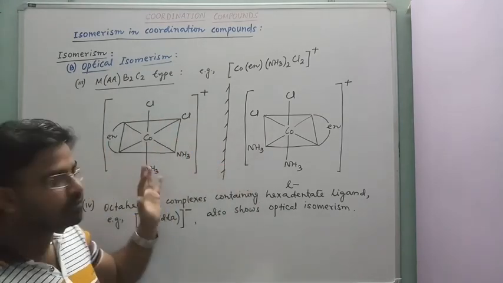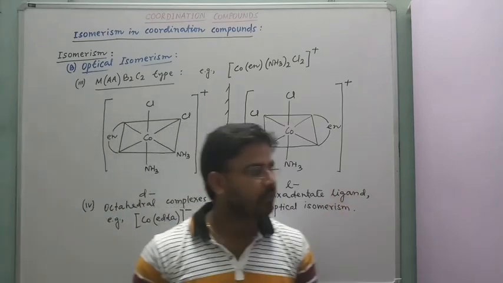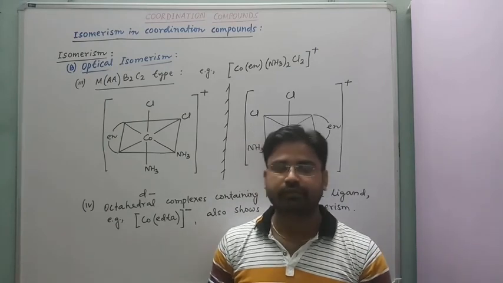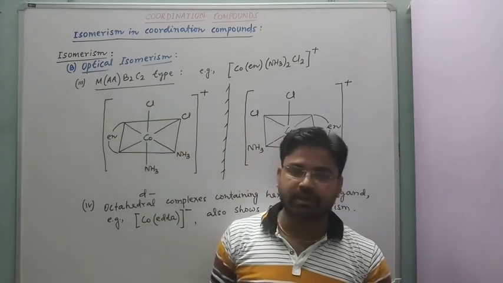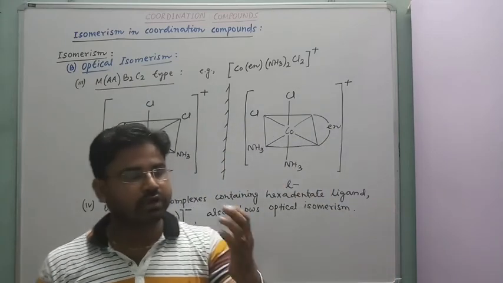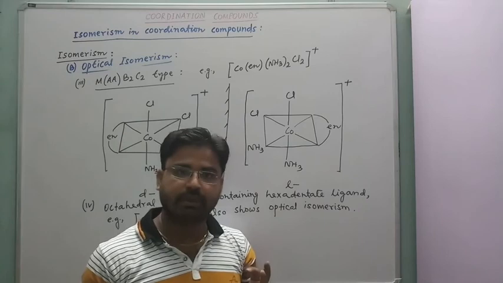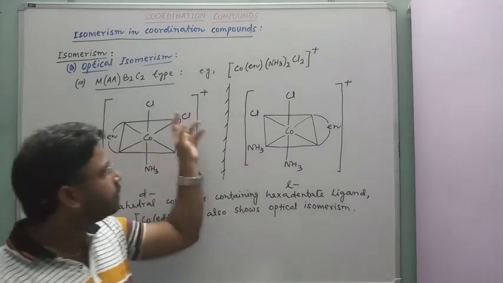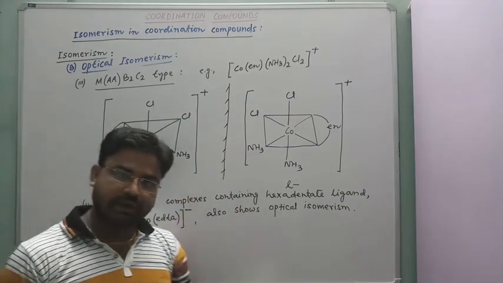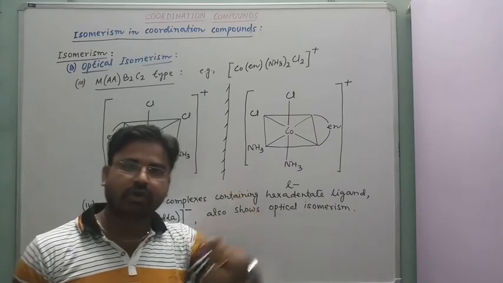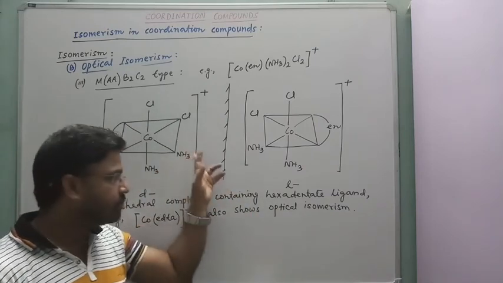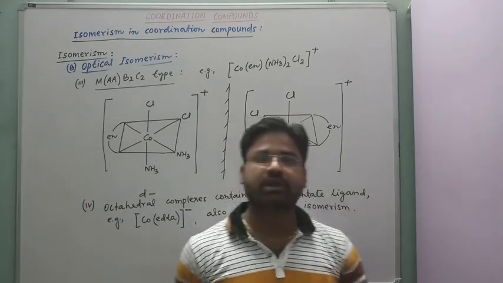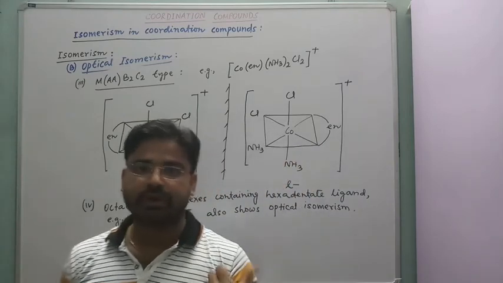And in optical isomerism, complexes with coordination number 4 and coordination number 6 can show optical isomerism. With coordination number 4, we have square planar and tetrahedral complexes. Square planar complexes have a plane of symmetry. That's why they do not show optical isomerism. Tetrahedral complexes, if they contain all 4 different ligands, also cannot show optical isomers. But if the tetrahedral complex contains an unsymmetrical bidentate ligand, then it can show optical isomers.